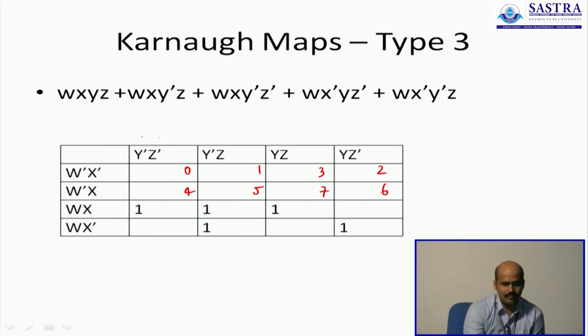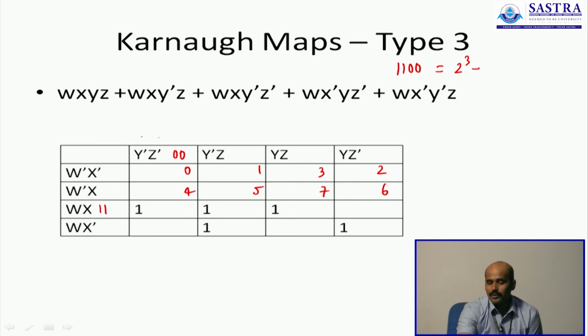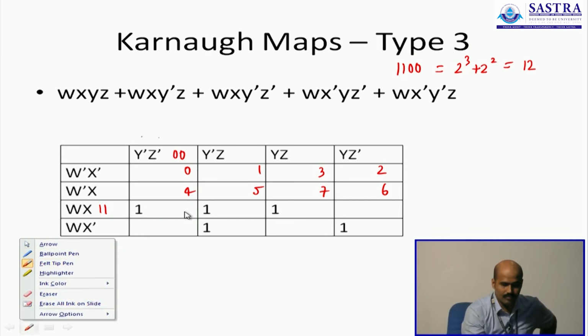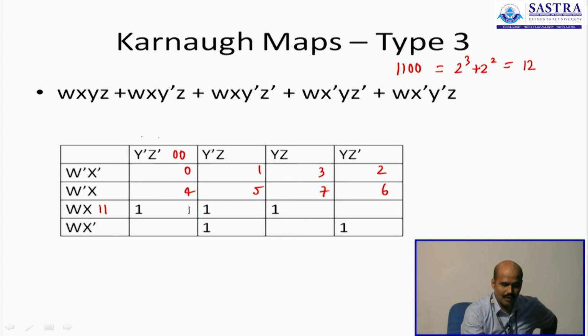Proceeding further, what you have here is a 1, 1 and you have a 0, 0. So how do you combine 1, 1, 0, 0? This is 2 power 3 plus 2 power 2. 2 power 3 and 2 power 2 is 8 and 4, which is 12. So this is 12, what you have here is 12.